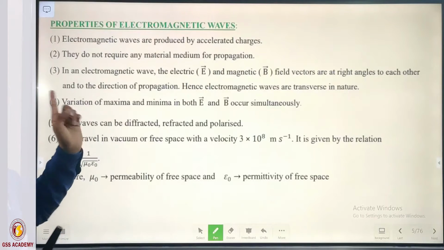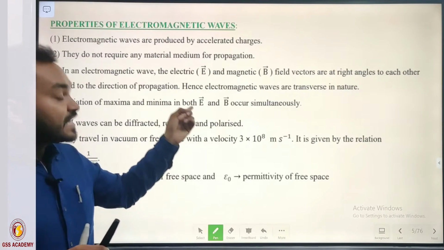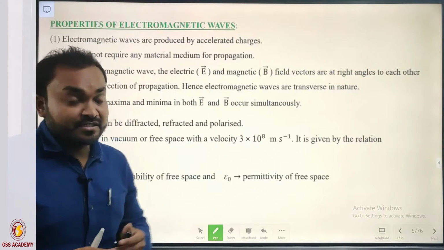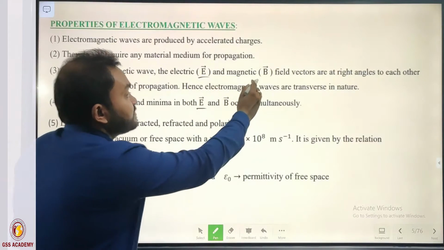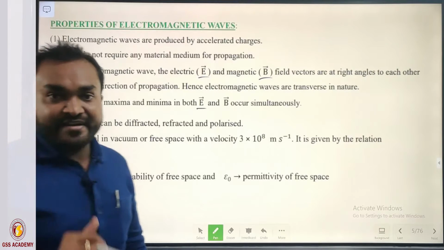Variation of maximum and minimum in both electric field and magnetic field occur simultaneously. Here E denotes basically the electric field, and B is basically your magnetic field.